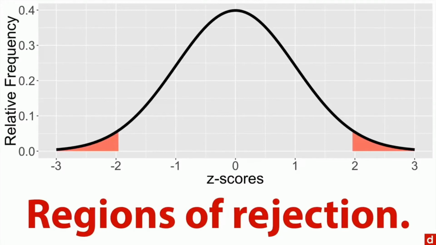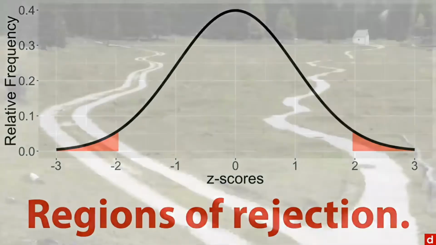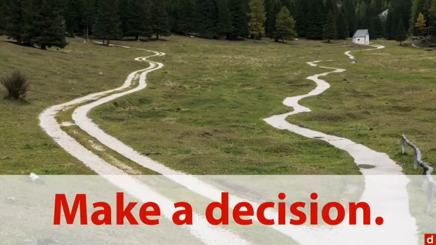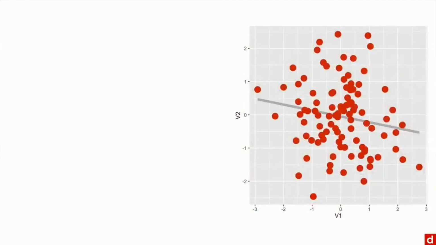Now, the idea is then you gather your data, you calculate a score for your data, and you see where it falls in this distribution. And I like to think of that as you have to go down one path or the other. You have to make a decision. And you have to decide whether to retain your null hypothesis, maybe it is random, or reject it and decide, no, I don't think it's random. The trick is things can go wrong.